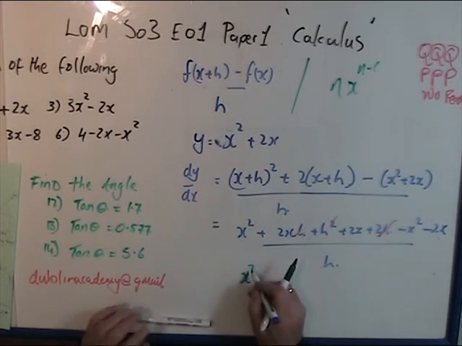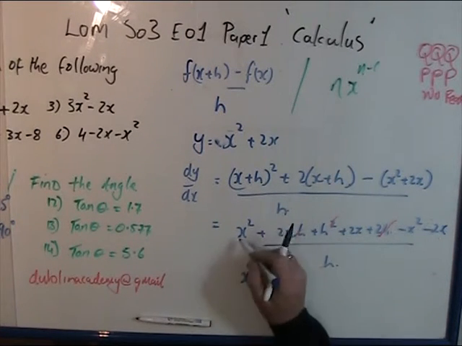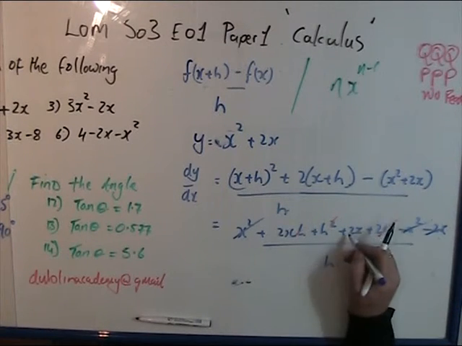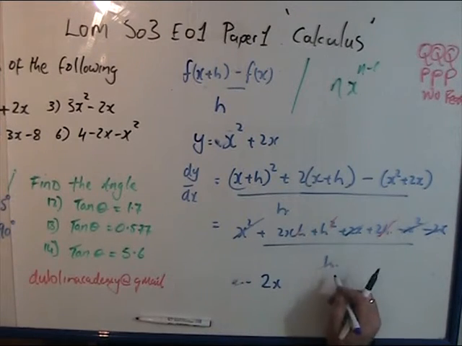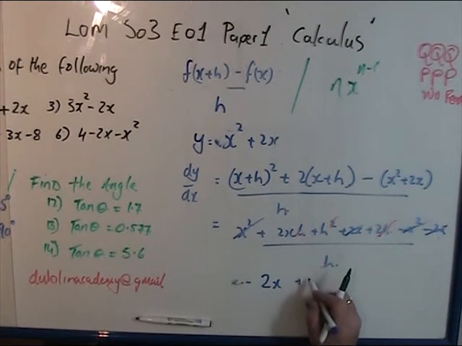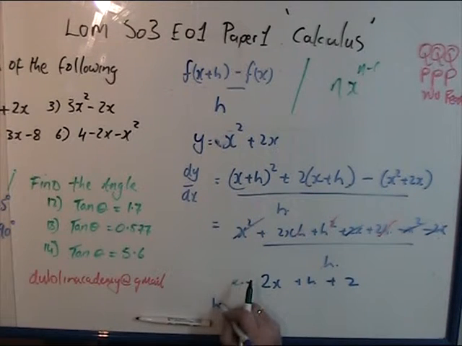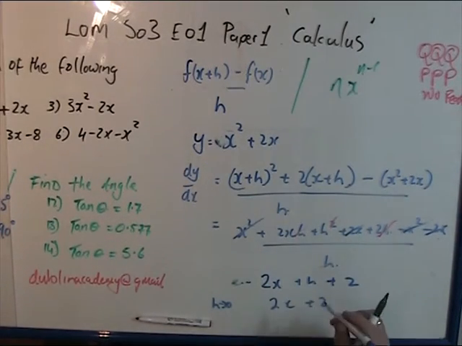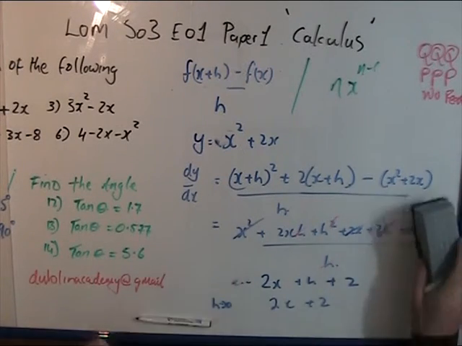The x squared cancels with the x squared, and minus 2x cancels with this, so I'm left with 2x. The h is gone, plus h plus 2. Okay, h goes to 0, that means 0 for h, and you're left with 2x plus 2, and that's what it is. We'll do the short variant now.